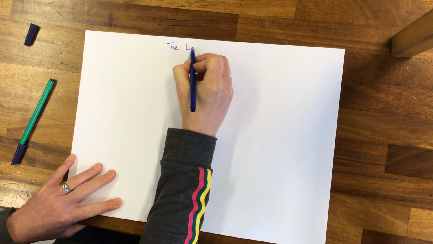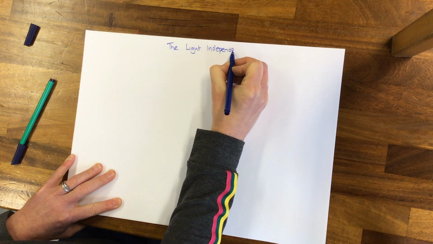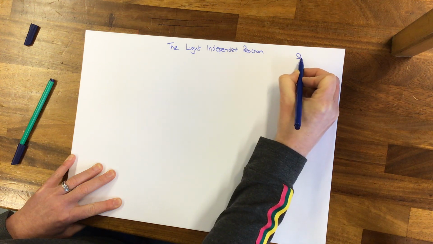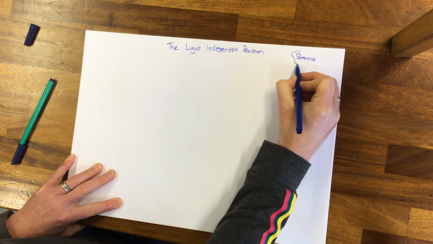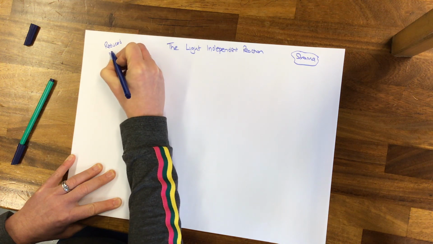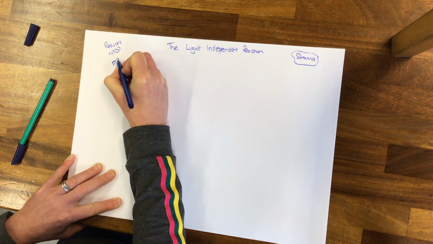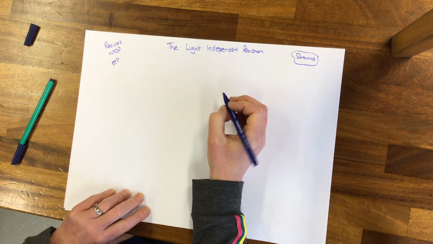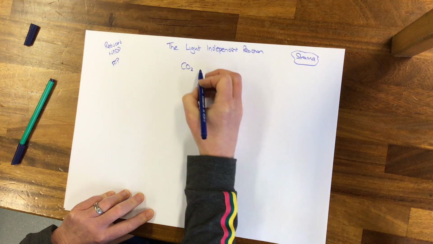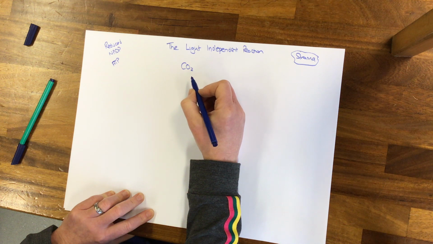The light-independent reaction, also known as the Calvin cycle, happens in the stroma of the chloroplasts, and it uses the reduced NADP from the light-dependent reaction and ATP from the light-dependent reaction. So in this process, it is involving the fixation of carbon dioxide. So we're thinking about our equation for photosynthesis.